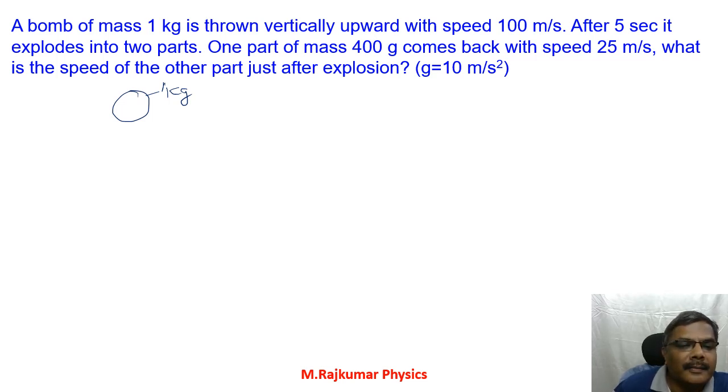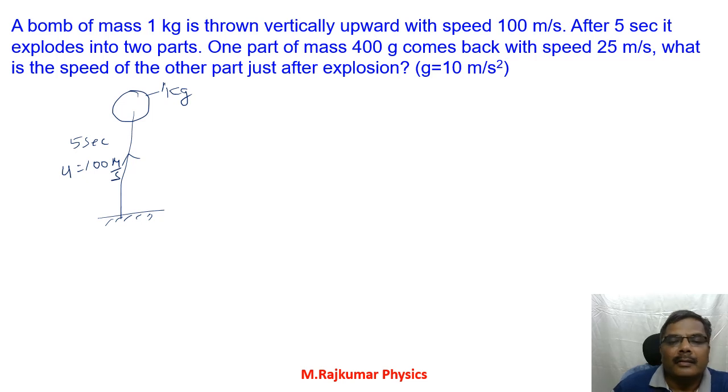So here, say this is the ground. Then it is thrown upwards with an initial speed of 100 meters per second, and it has been traveling for 5 seconds. It's going up. The acceleration will be minus g, because it is thrown up against acceleration due to gravity. After 5 seconds, it explodes into two parts.